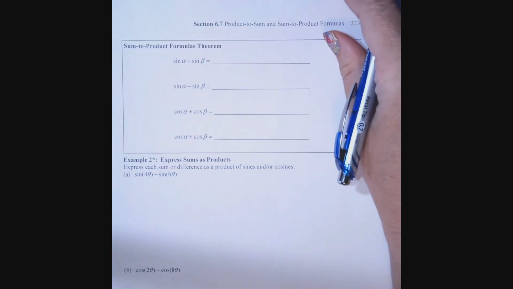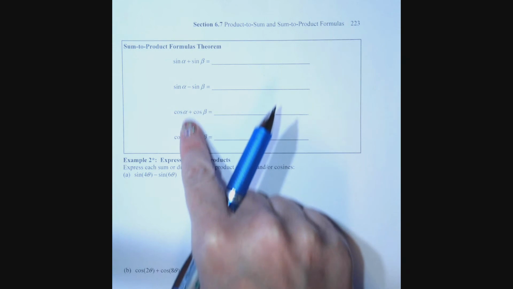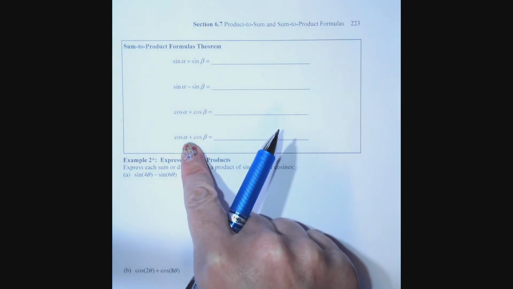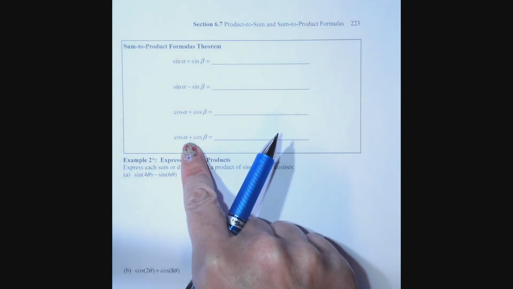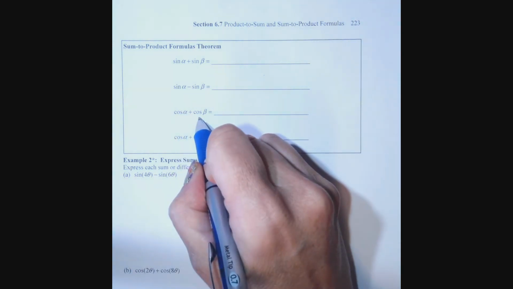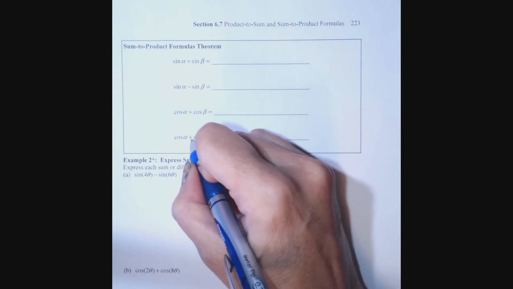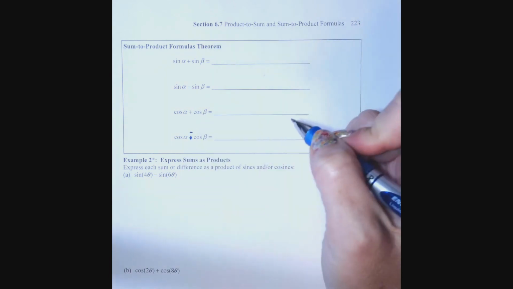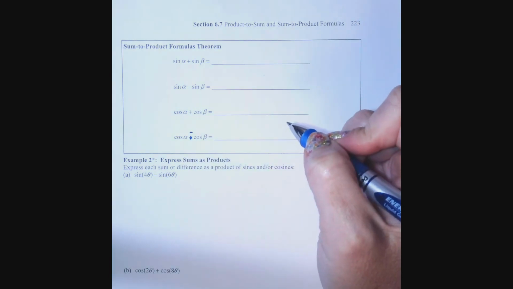Okay, sum to product formulas. Now I'm starting by adding or subtracting. I end up with a product. You will see another repeated pattern here. This is a misprint. We have cosine alpha plus cosine beta here. That's a sum. This needs to be a difference. It needs to be cosine alpha minus cosine beta.